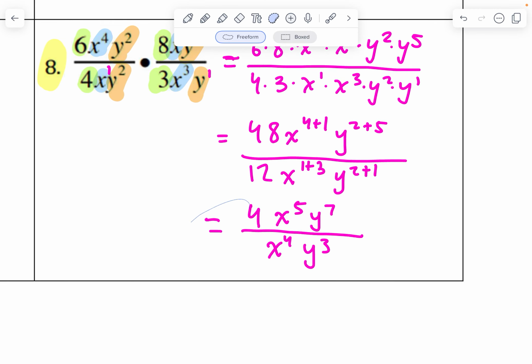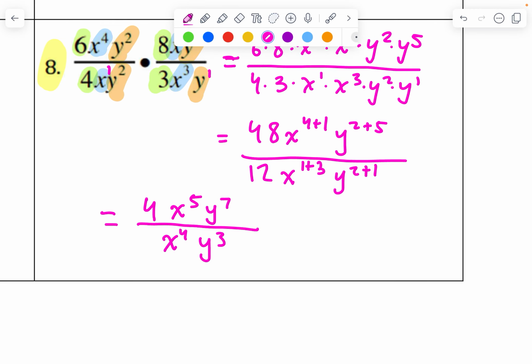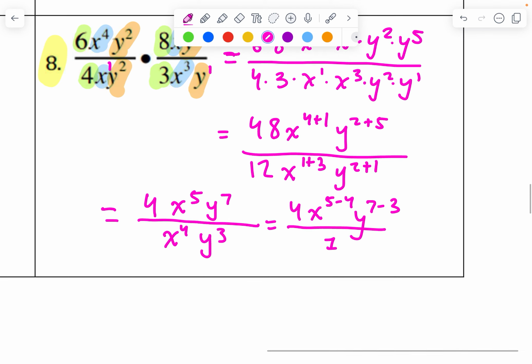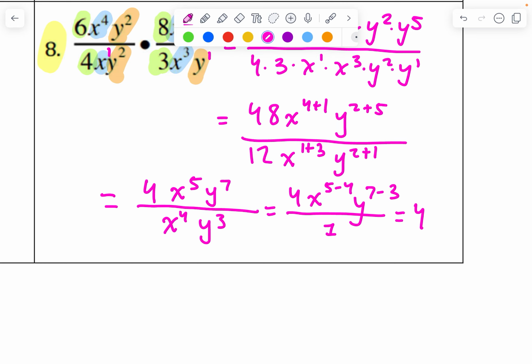And now the final step is, notice how we have division again, these two and these two, right? That we're dividing like bases. So I am going to write my 4 down, and now I'm going to remind myself of the rule. For these, I am subtracting the exponent, so I'm going to do x to the 5th minus 4, and then y to the 7th minus 3 over 1. And so what does that become? That becomes 4. X to the 5 minus 1 is x to the first. And y to the 7 minus 3 is y to the fourth. You could put it over 1, but you don't really need to.